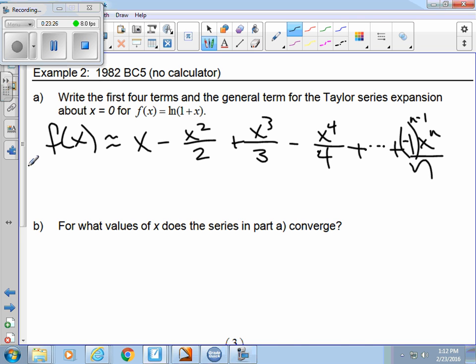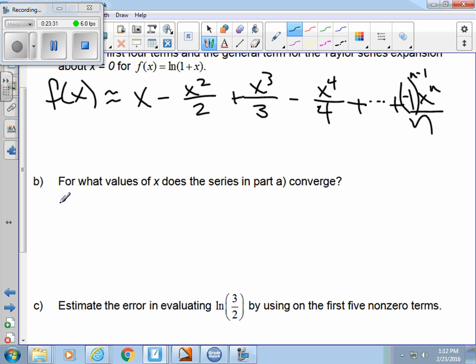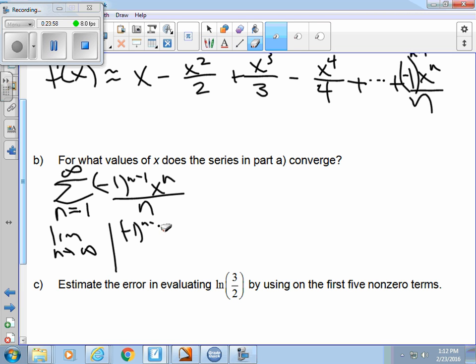All right, is that all part A asks? When does it converge? Well, we're going to look at this series. And what kind of test are we going to do? Ratio, good. N plus 1 minus 1 is just n. Would you agree with that?